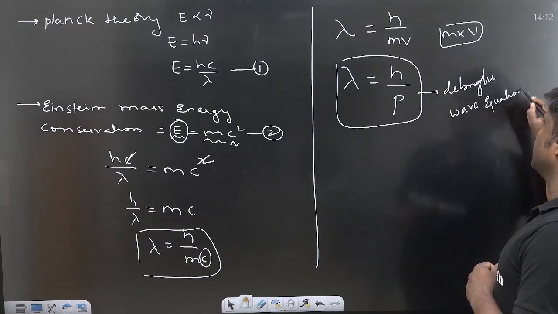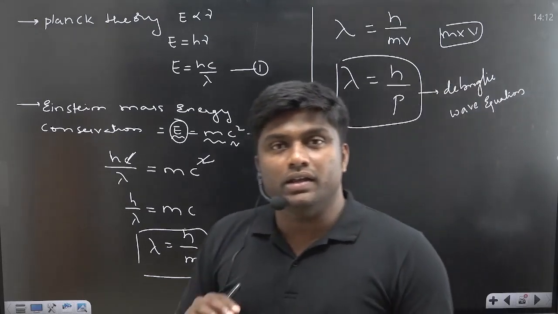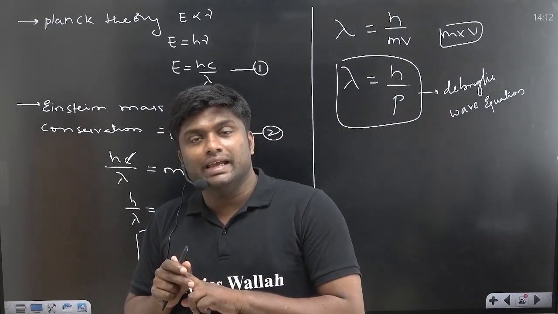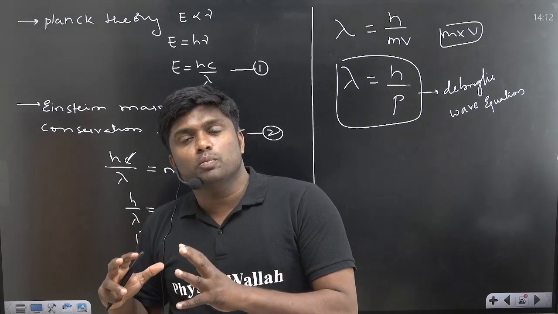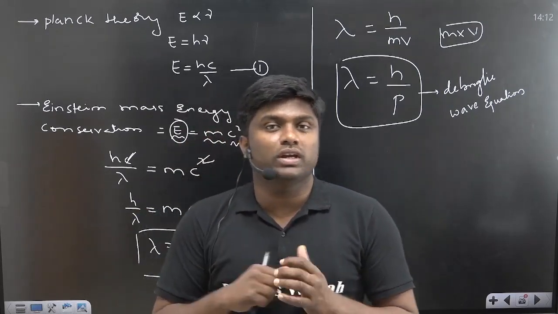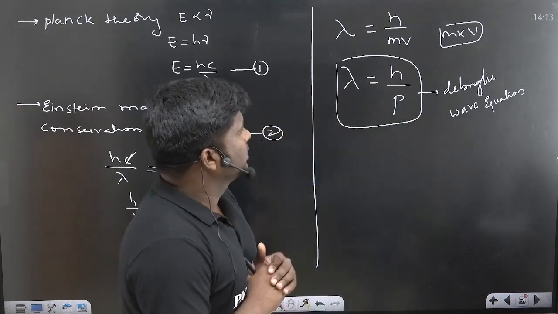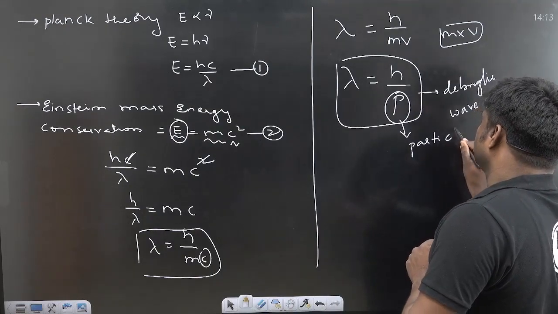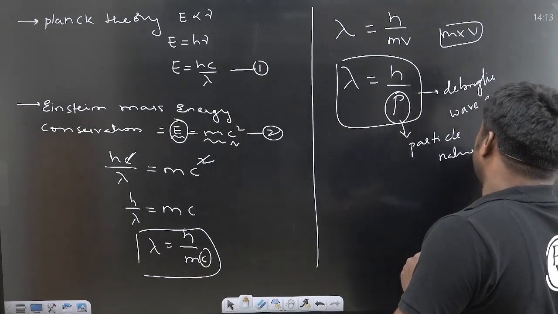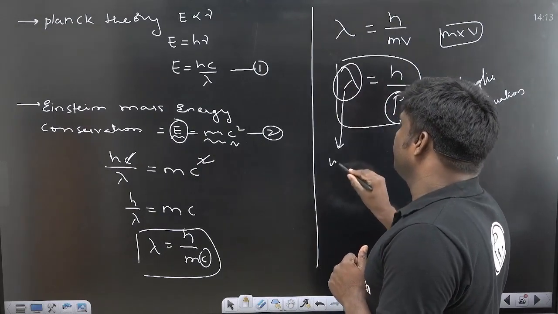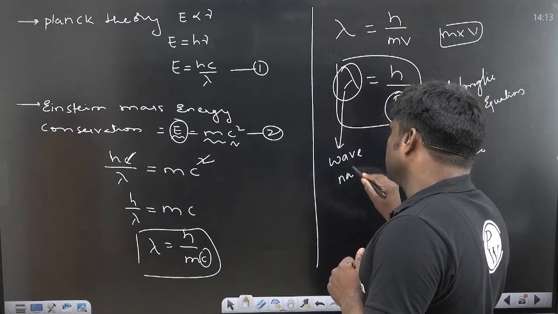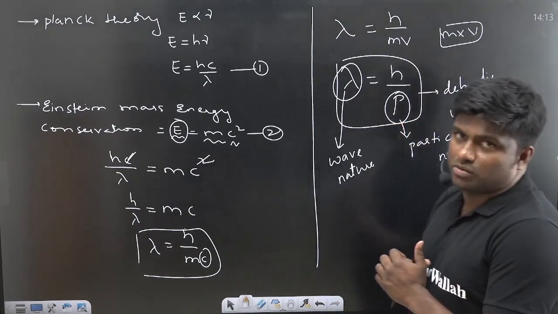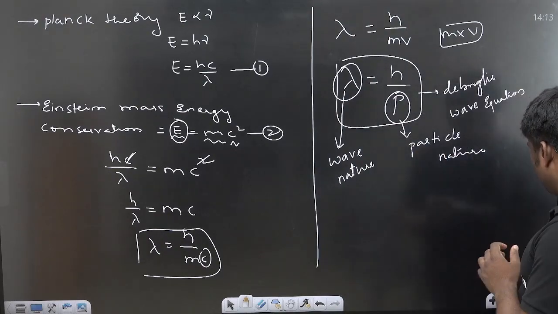So what did de Broglie suggest? Like electromagnetic radiation, which has wave nature and particle nature, microscopic particles also have both wave nature and particle nature. This momentum indicates the particle nature of matter, and this lambda indicates the wave nature of matter. So this is the de Broglie wave equation. We have some problems based on this.